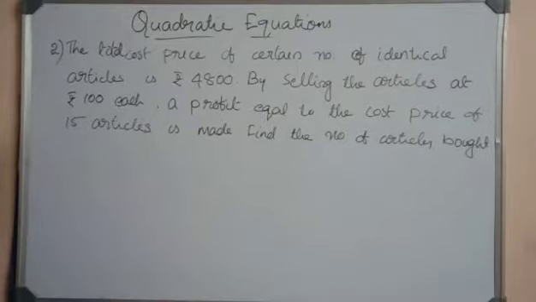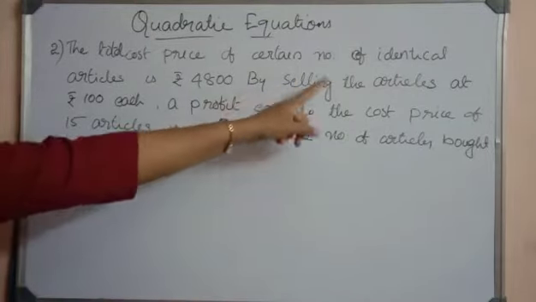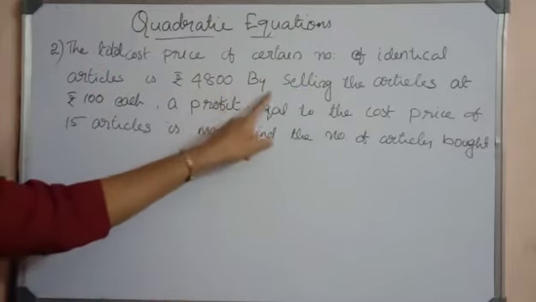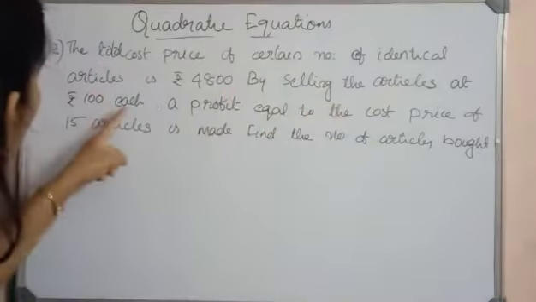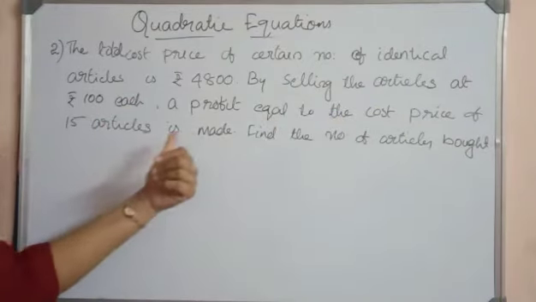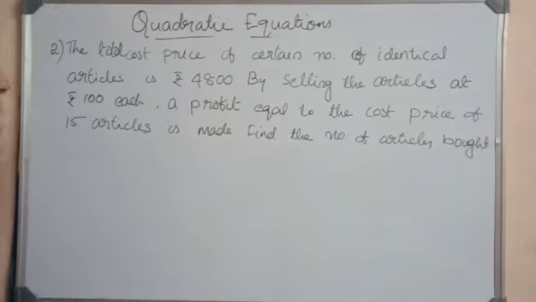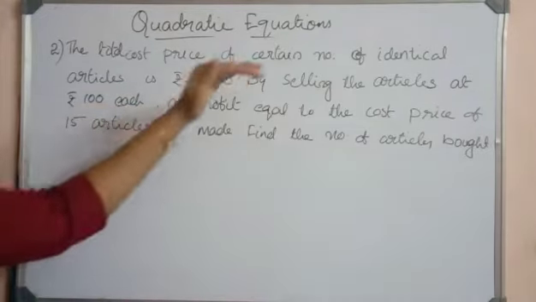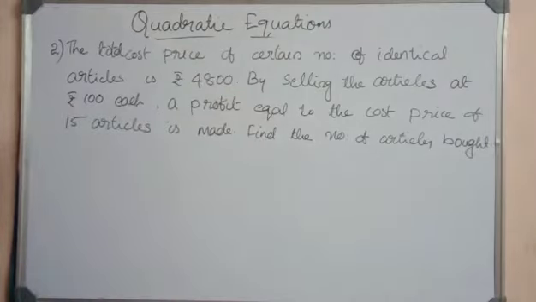Look at the next question. The total cost price of certain number of identical articles is rupees 4,800. By selling the articles at rupees 100 each, a profit equal to the cost price of 15 articles is made. Find the number of articles bought. So here the question says that there are identical articles. We don't know the number of articles, so let's consider it as x.